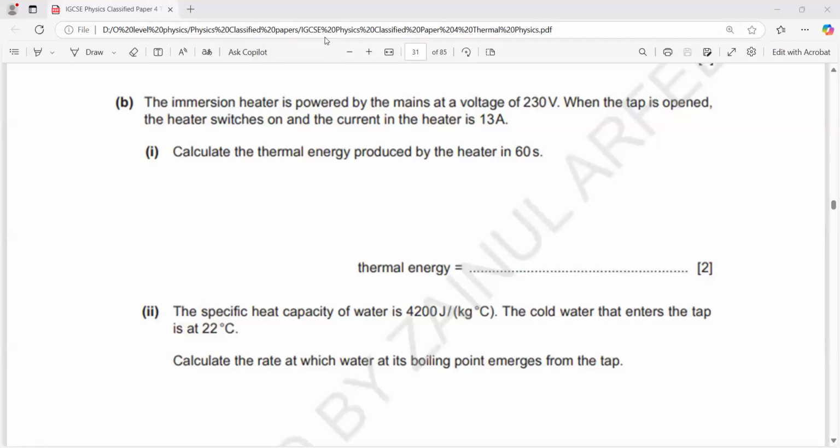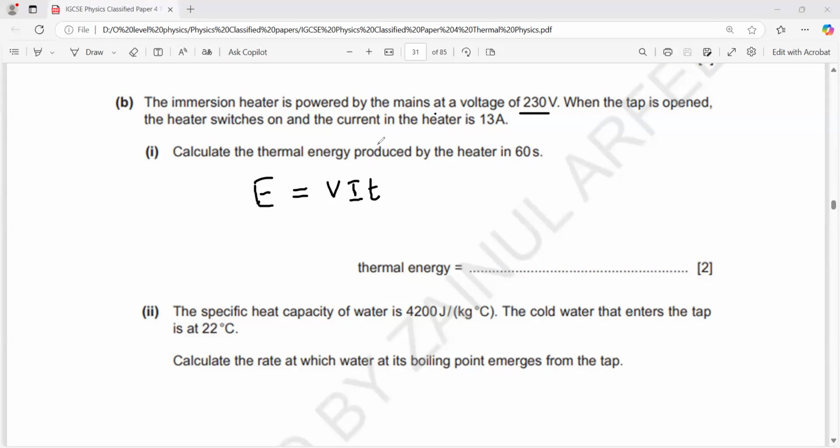The immersion heater is powered by a mains voltage which is 230. When the tap is opened, the heater switches on and the current in the heater is 13 ampere. Calculate the thermal energy produced by the heater in 60 seconds. If we need the electrical energy, when you know the voltage, current and time, electrical energy is voltage multiplied by current multiplied by time. That's the formula.